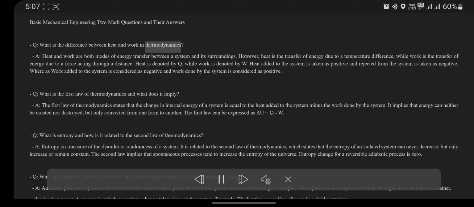Basic mechanical engineering, 2-mark questions and their answers. Question: what is the difference between heat and work in thermodynamics?